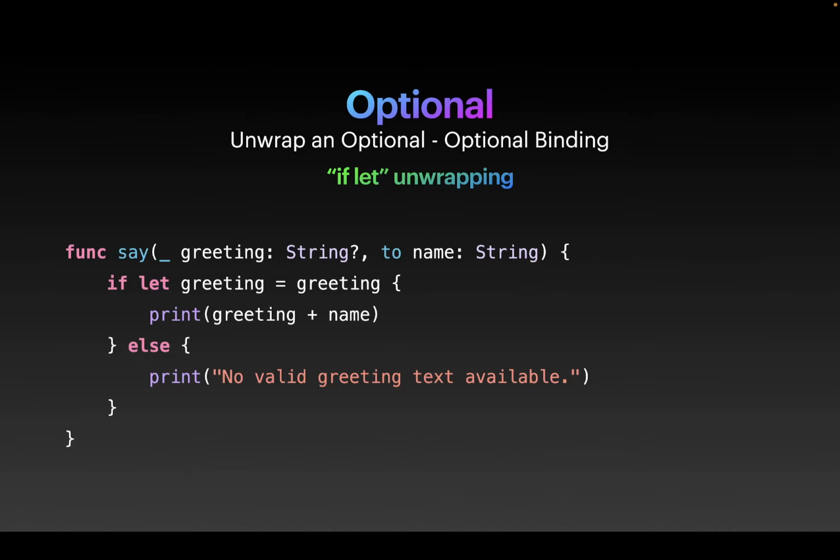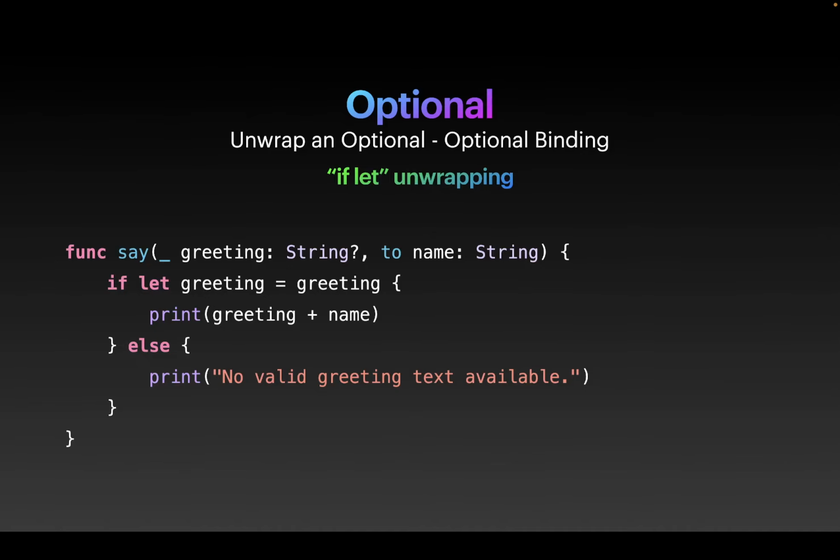So let's take a look at this function signature. We have a function named say, which just says some greeting to somebody. And inside this block, we can use the if-let keyword to extract the data contained inside this greeting, which is an optional string. Is that clear?